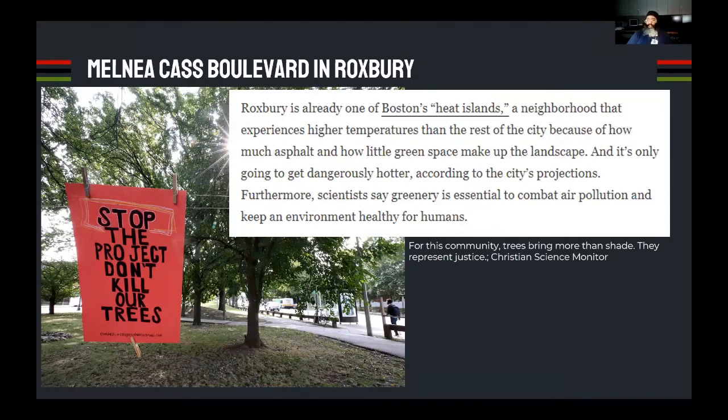Molina Cass Boulevard is a strip of roadway in Roxbury that has these trees in the center. And there was this plan by the city to remove these trees, right? And so the people of Roxbury, or a subset of the people of Roxbury, were concerned because if you remove the trees, then it reduces the green space in that area, which leads to higher temperatures. Boston itself, or this neighborhood, is a heat island, which means it's susceptible to higher temperatures. Now you might think, well, why do I care, right? What does that mean to me?